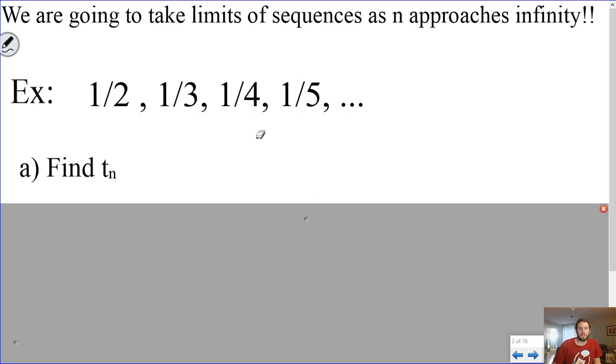Well, let's think about this for a second. What type of sequence is this? Is it arithmetic, is it geometric, or is it something else? And in this case, it's something else. So we would need to figure out an equation to help us figure out what Tn is. In this case, it would be 1, because all of these numerators are 1, over n plus 1, where the first term is 1 over 2, the second term is 1 over 3, the third term is 1 over 4, and so on and so on.